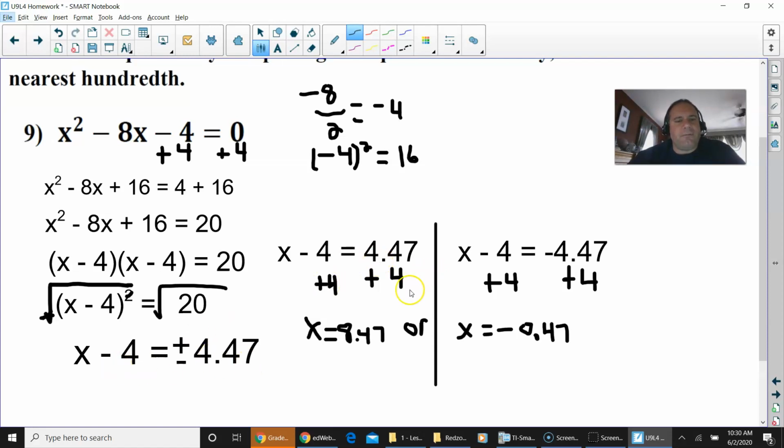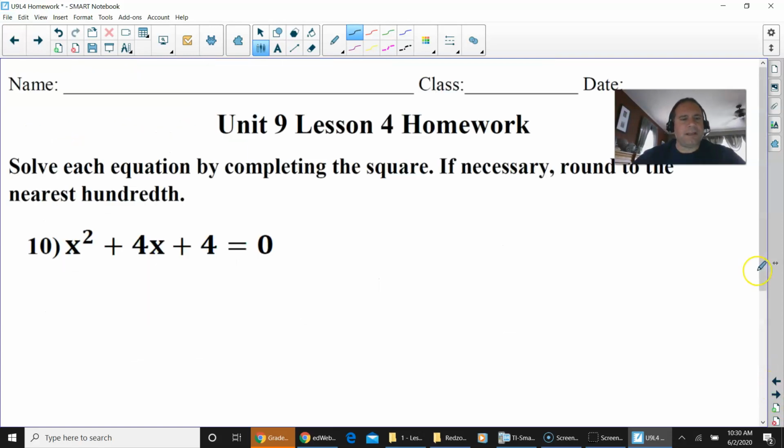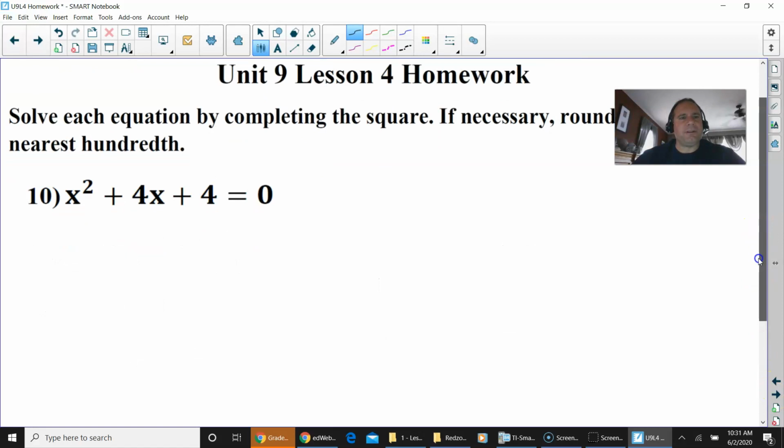You add 4 on both sides, and you get x equals 8.47 or negative 0.47. You can check it in your calculator, see if that works out. It does, and that's it. Last question. It looks like this. It's not set up for you, so please go ahead and take that 4 on the left side and put it on that right side. All right, go ahead, try this problem. Last one. Press pause now.